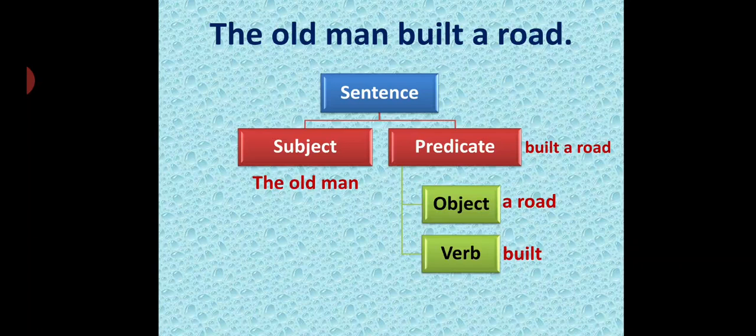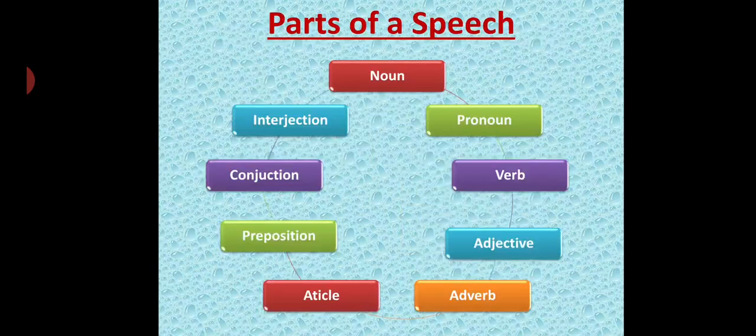Now, one more important topic of English grammar is parts of speech. We will revise these in short. There are the following parts of speech. The first is noun, pronoun, verb, adjective, adverb, article, preposition, conjunction, and interjection. At some places, you may find 8 parts of speech where article is not included. But here we consider all the 9 parts of speech and will quickly revise them one by one.